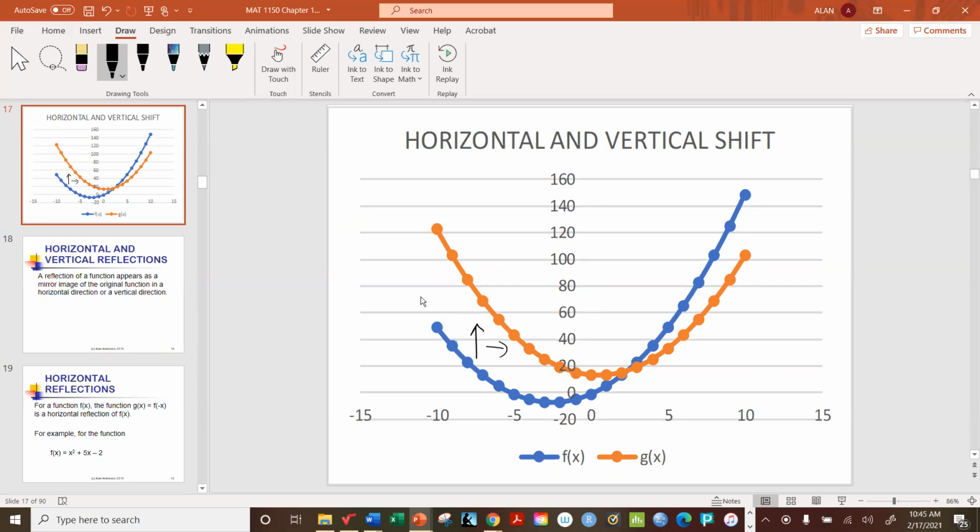All right, so that's that. So far, Excel is holding up very well, I must say. So orange again is g of x. This blue is the original f of x, and you can see how they look compared to each other.